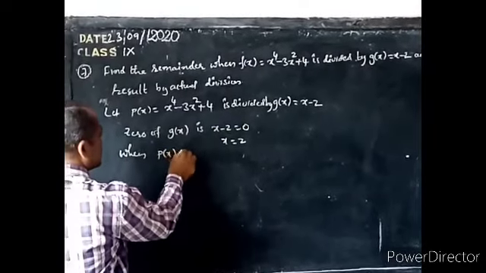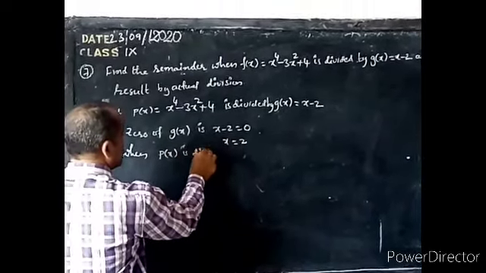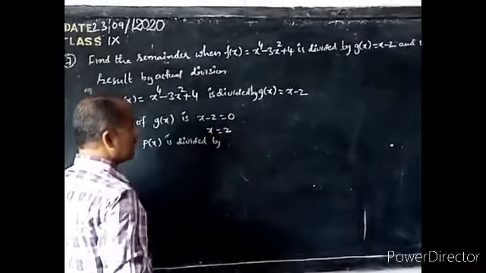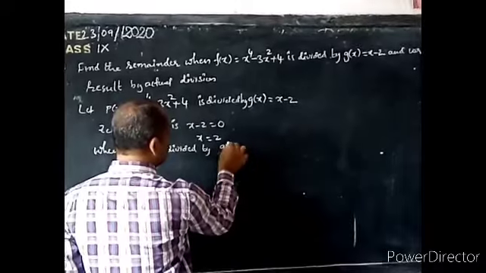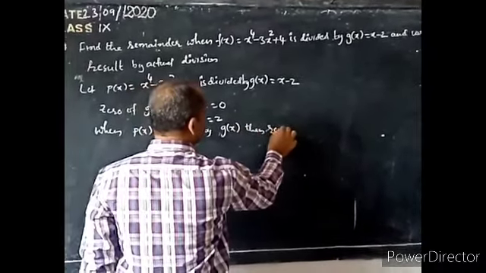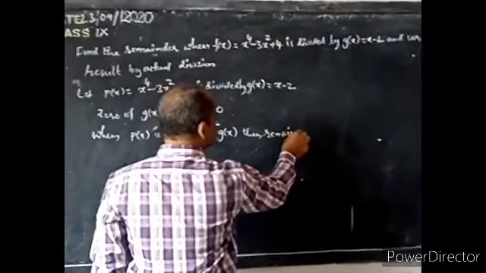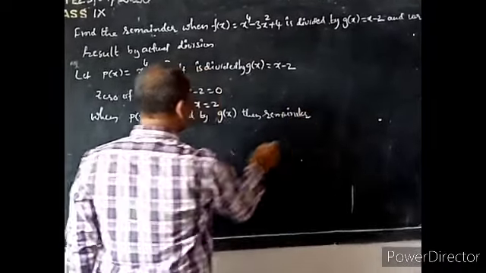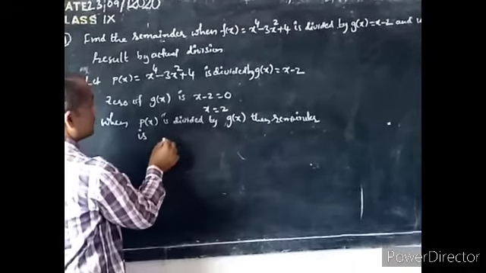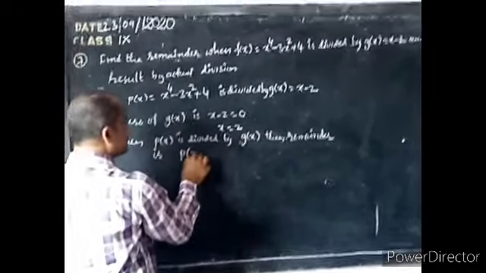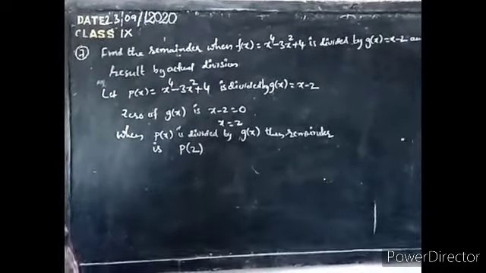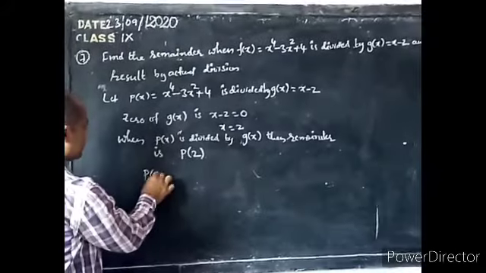Then p of x is divided by g of x, then the remainder is how much? Remainder is p of 2. Now we should find p of 2 only.